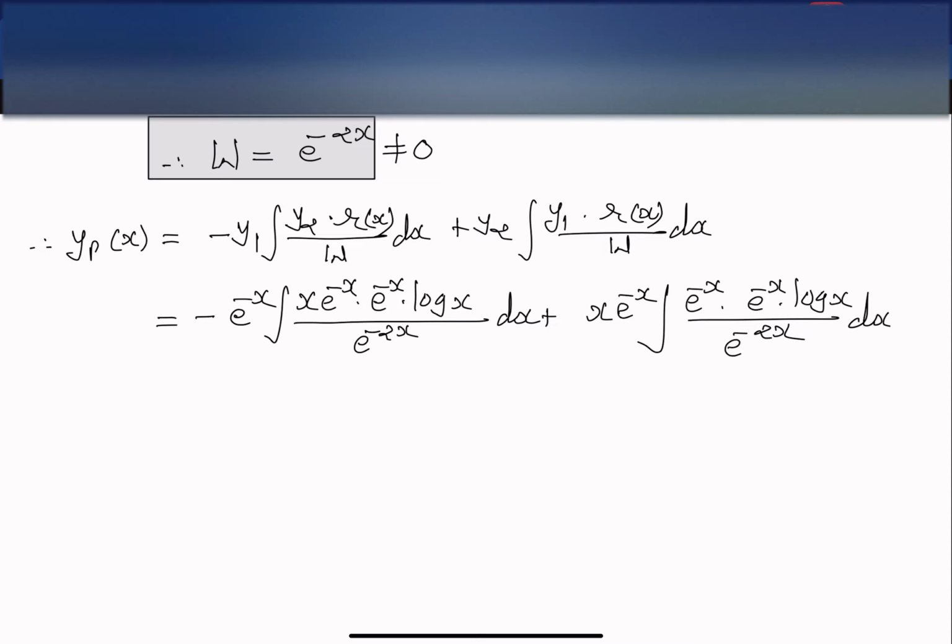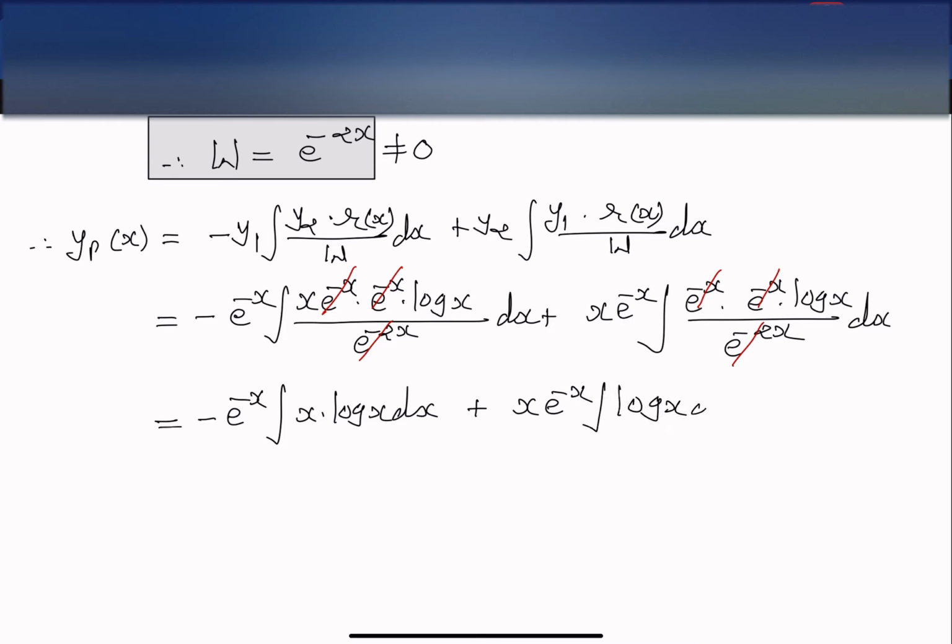Now can I cancel out e raised to minus 2x and e raised to minus 2x? Yes, we can cancel out. So this is minus e raised to minus x integration x log x dx plus x e raised to minus x integration log x dx.